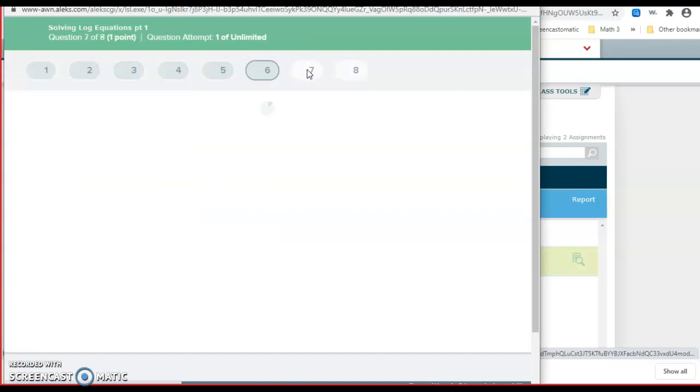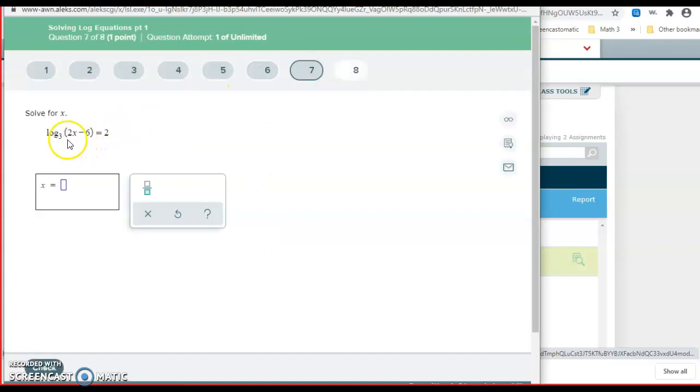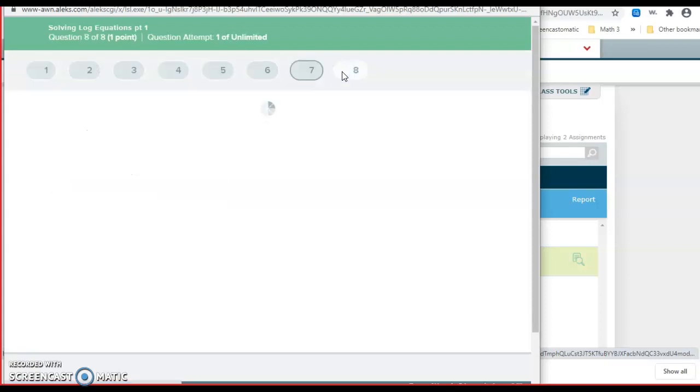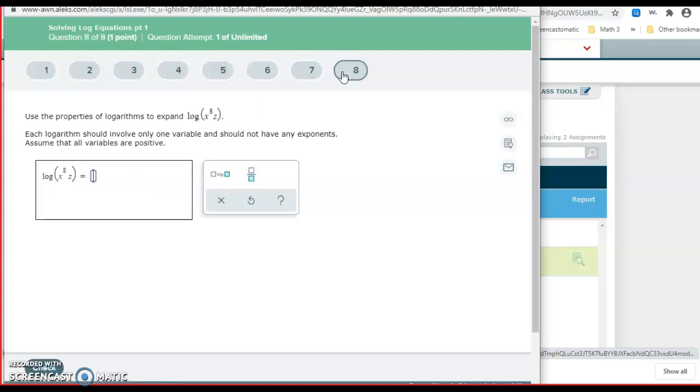All right, let's get one just a little bit more involved. On this one right here, you're still doing tippy tails because there's one log on one side. 3 to the 2nd power equals 2x minus 6. And then you just solve it. That's it. Solving a regular problem then. This one is expanding. Use your log properties.